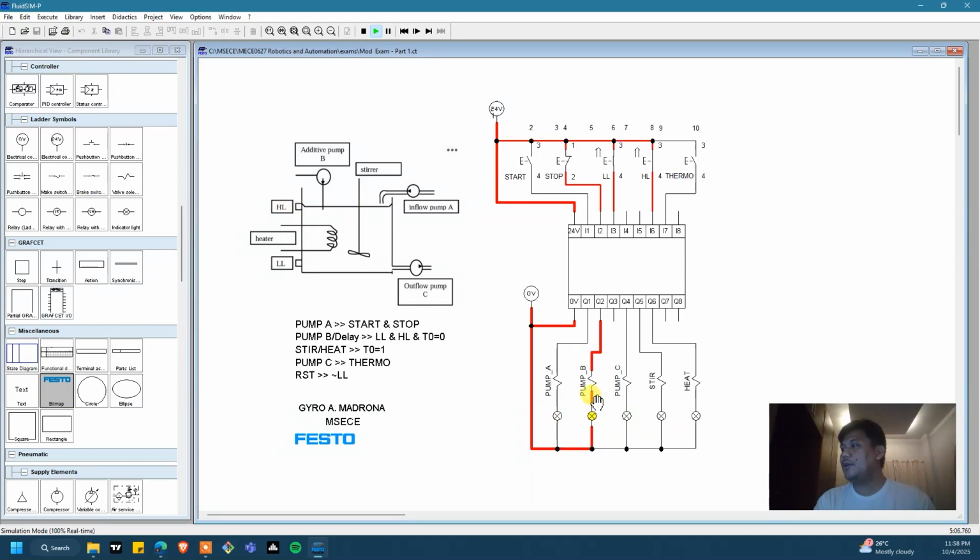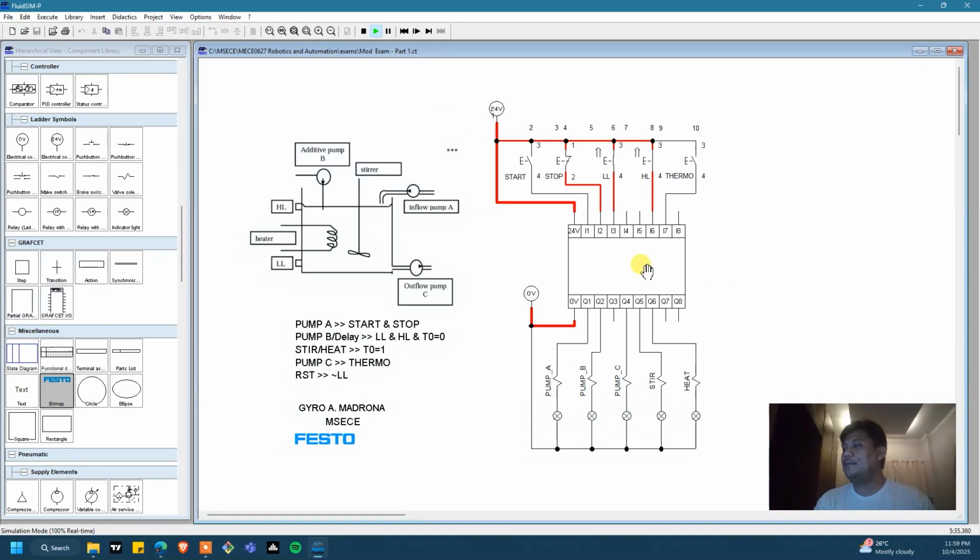Okay, so I am now in pump B. The purpose of stop is, of course, to reset the system. So let's say you are now in the stirrer and heater sequence. If I press stop, it will reset the whole system. Okay, so that's how this system works.